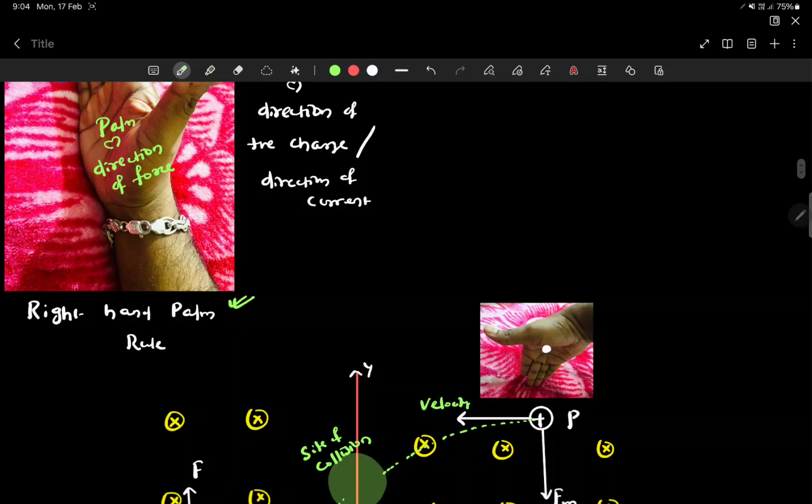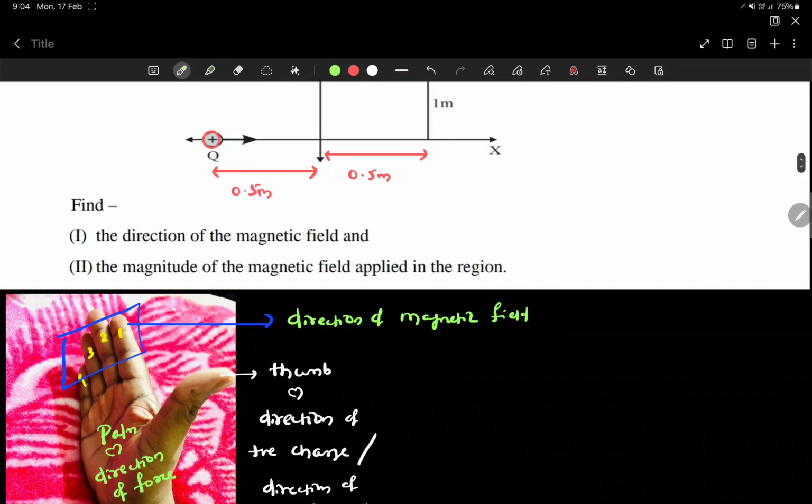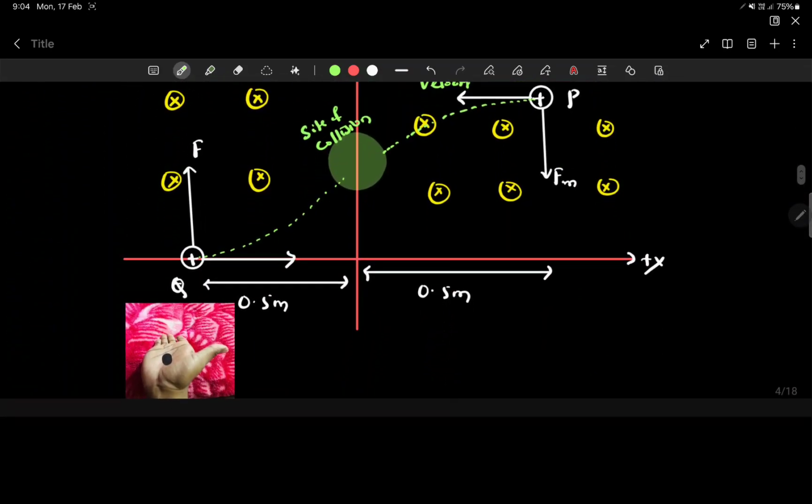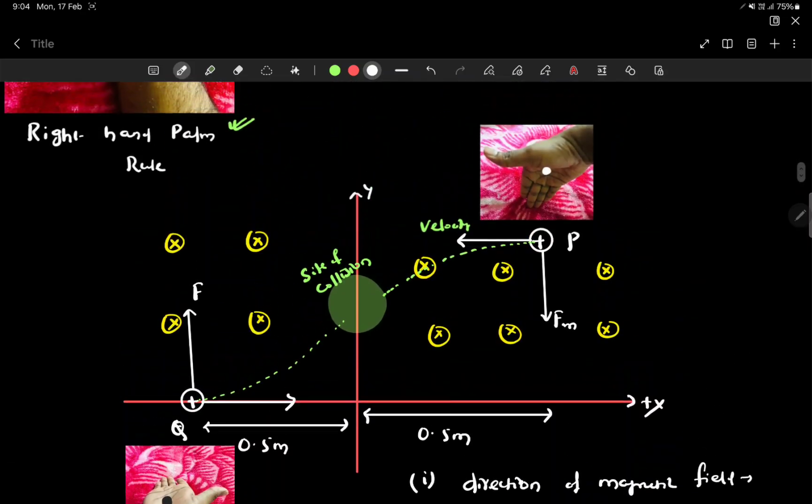So the question is asking, if they will suffer a one-dimensional head-on collision, what will be the direction of the magnetic field? So first we answer: the direction of the magnetic field is in the inward direction. I hope it is clear to all of you.